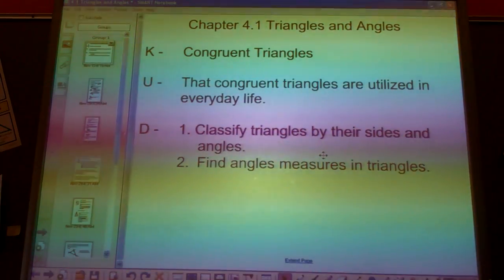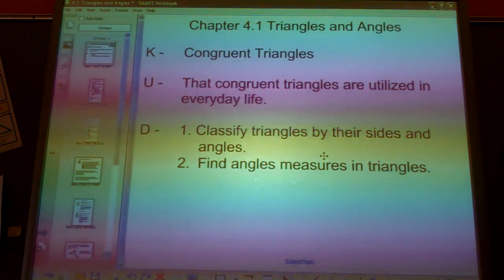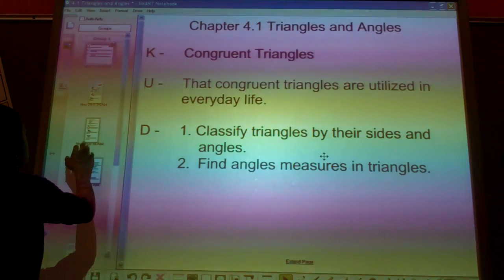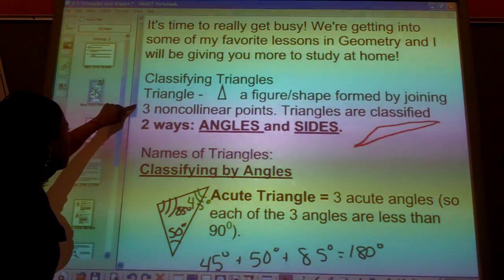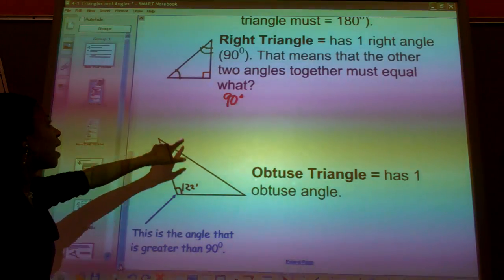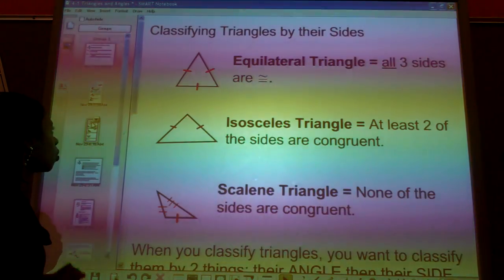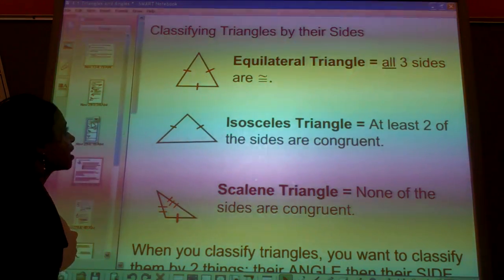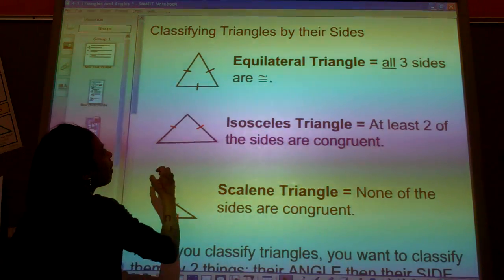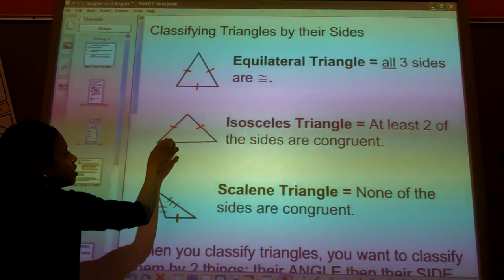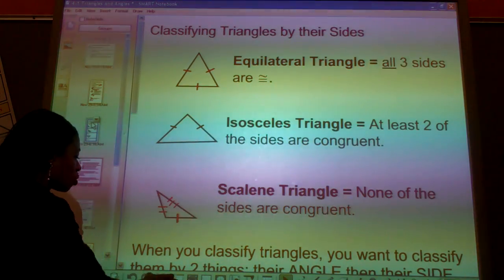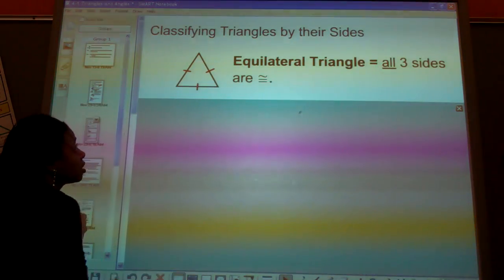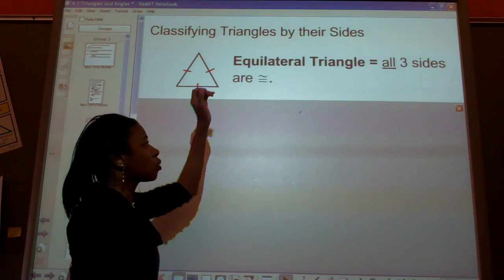This is chapter 4-1, Triangles and Angles, lesson part 2. Last time we left off, we were talking about classifying triangles by their angles. Please review part 1. Now we're going to talk about classifying triangles by their sides, not their interior angles, but their side lengths. The first triangle we're going to look at is called an equilateral triangle.